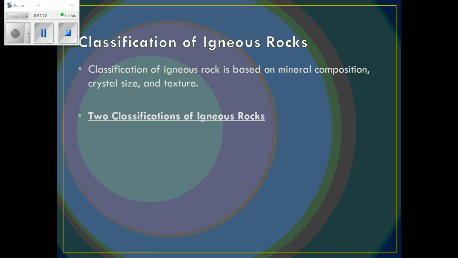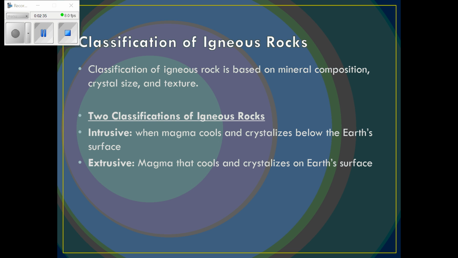All right, classification depends on the mineral composition, the crystal size, and the texture of the rock. We have two main classifications, which are based off how they form. Intrusive rocks form inside the Earth's surface, and extrusive rocks tend to cool on the Earth's surface.